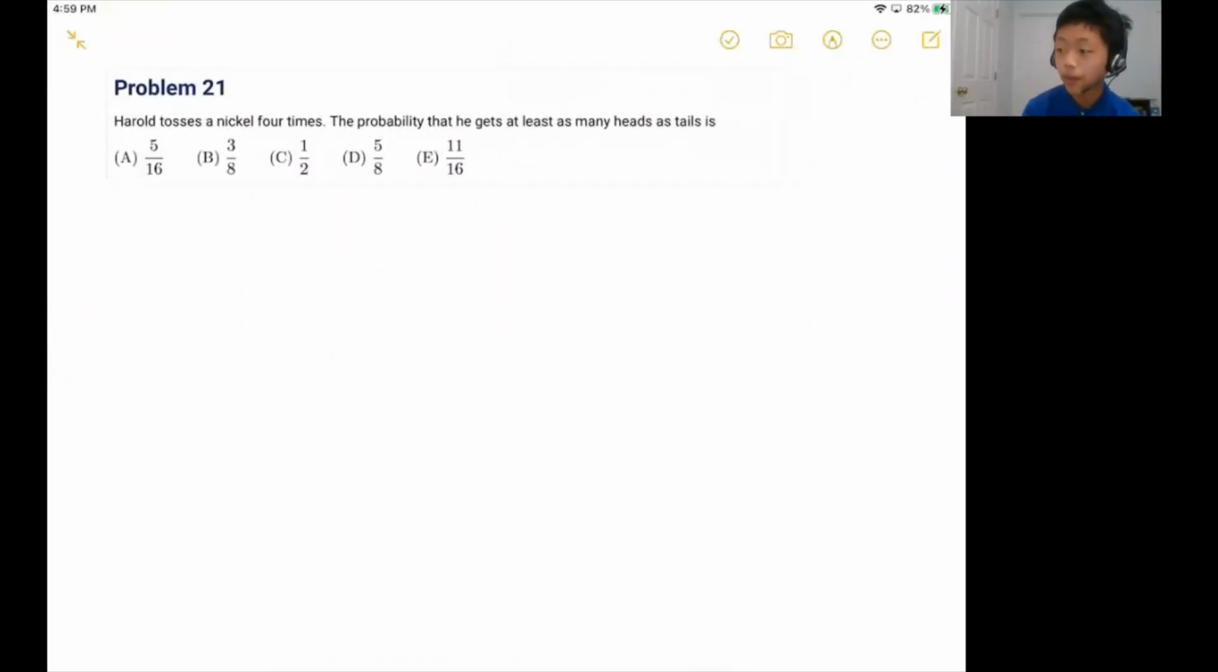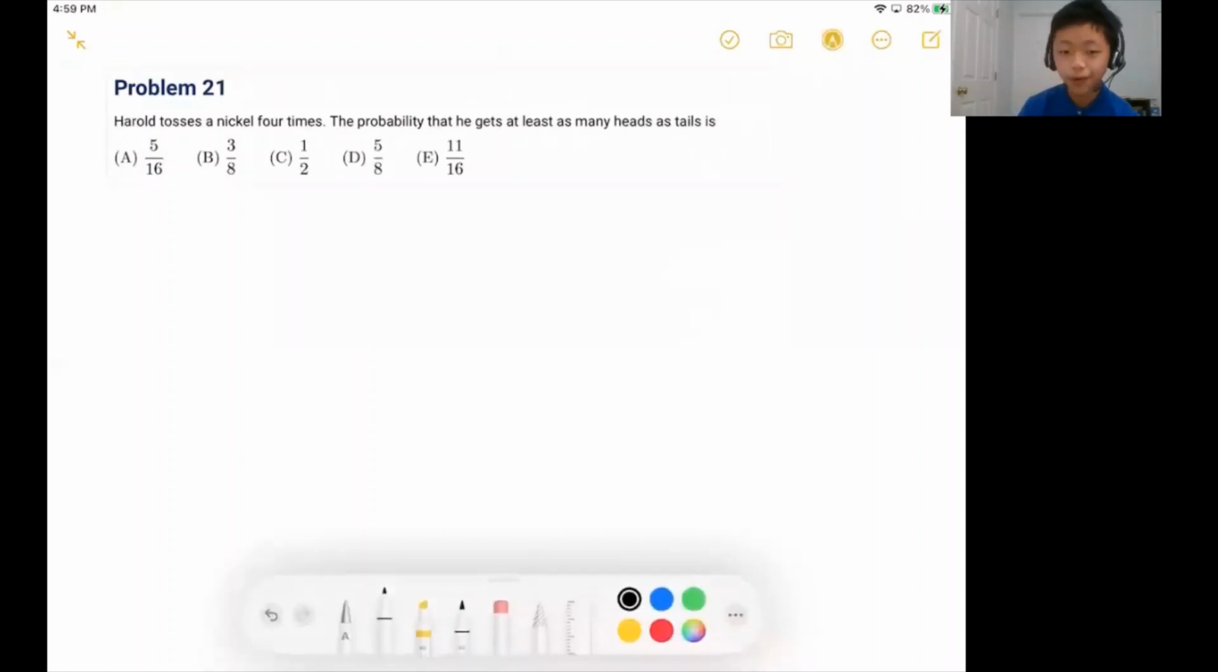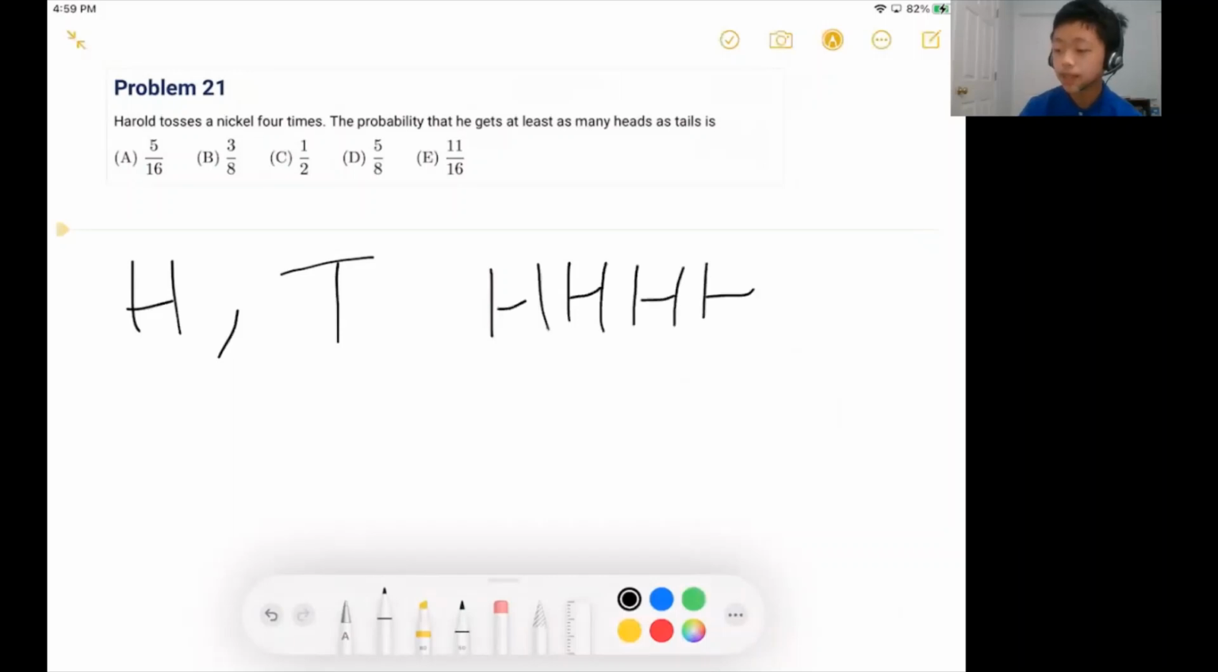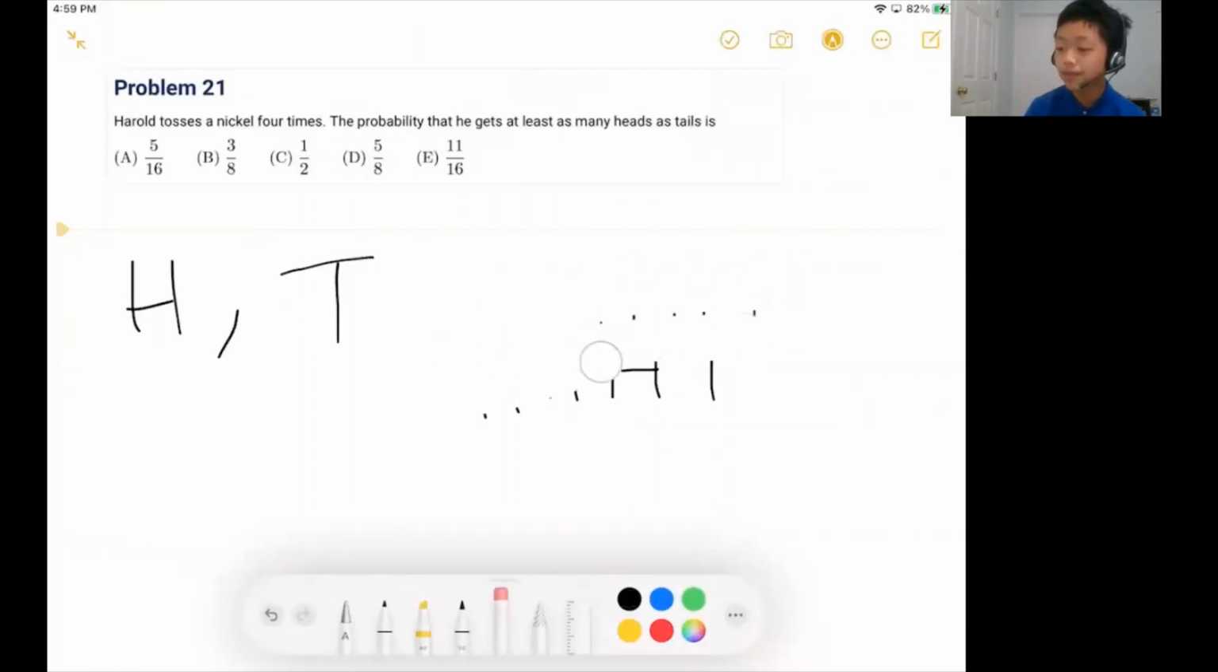One way you could do this is just list them out. Of course, I'm not going to do that here, but the general idea is if you let H represent heads and T represent tails, there are a bunch of possibilities. You can get H, H, H, H, which represents the case when you get all 4 heads. You can get H, H, H, T, which means you get 3 heads and 1 tail. It turns out there would be 2 to the 4, 16 possibilities, and you can count one by one which ones have at least as many heads as tails. But of course, it's not the most efficient way to do the problem.